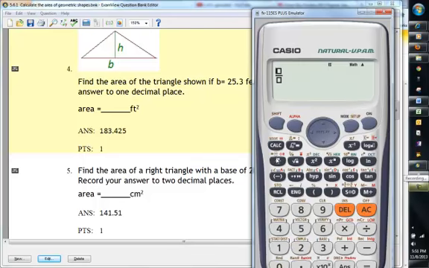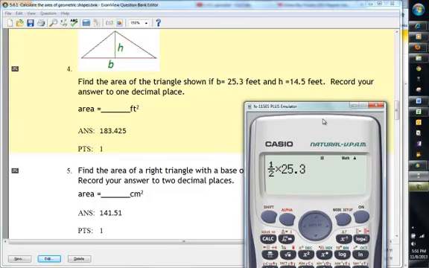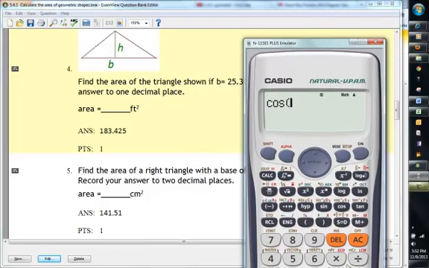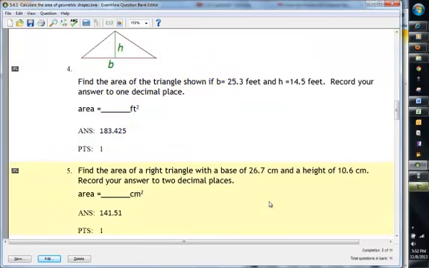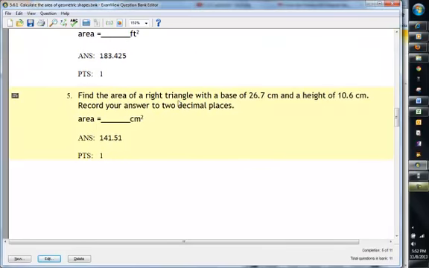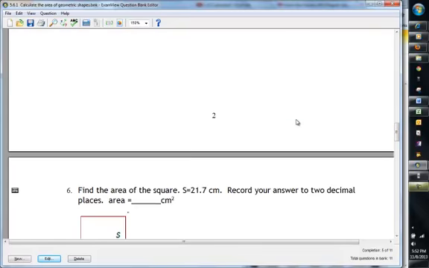Next one, same kind of a thing. 1/2 times base, 25.3, times height, and we get 183.425. Find the area of a triangle with the base and the height, so you can know how to do that.